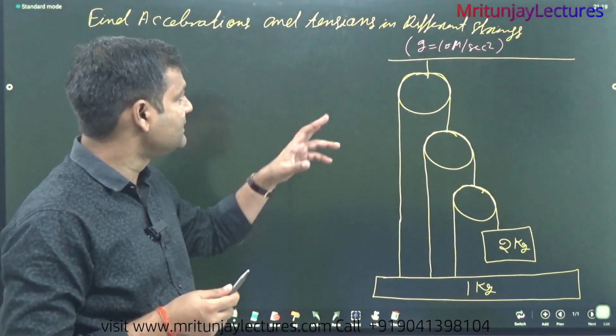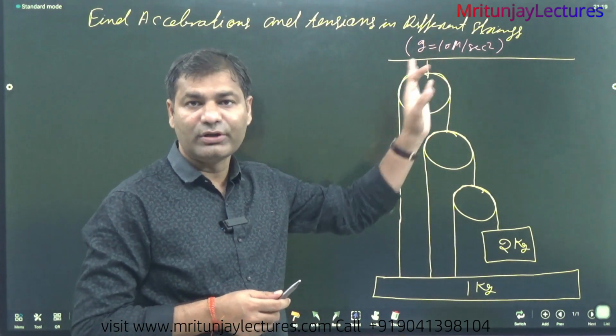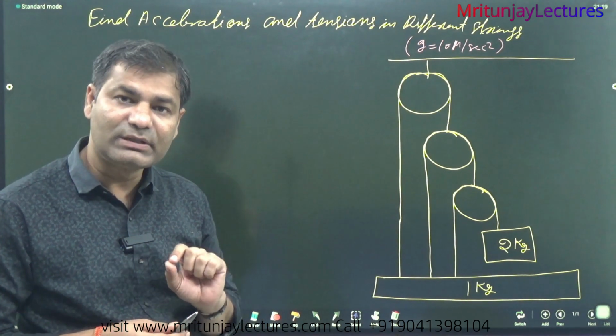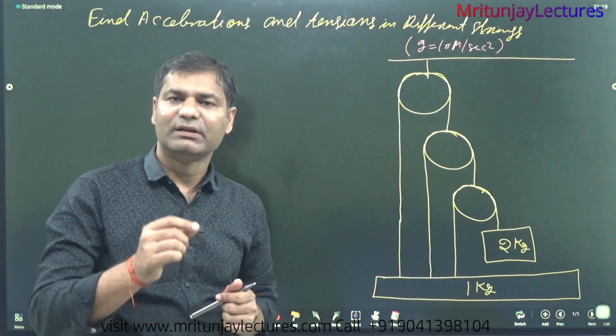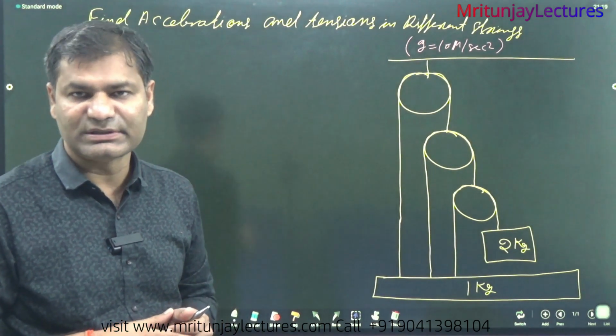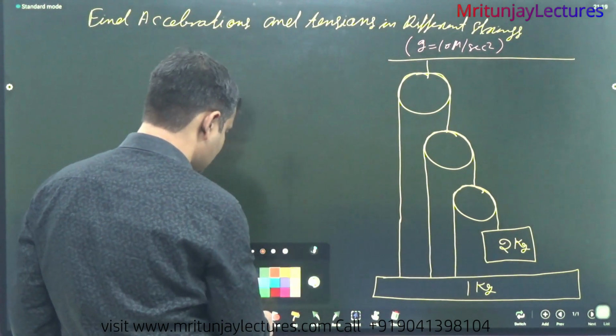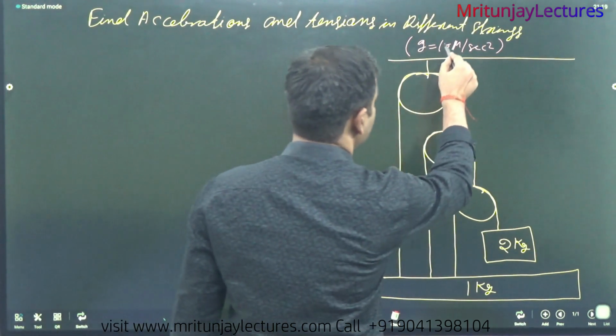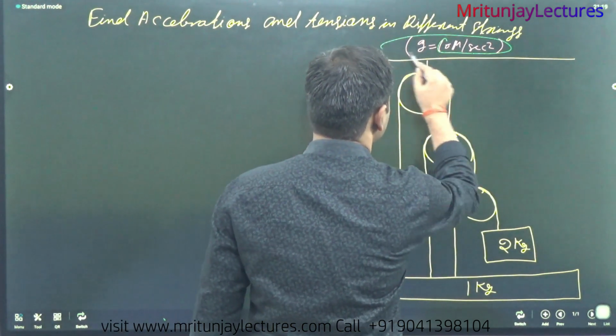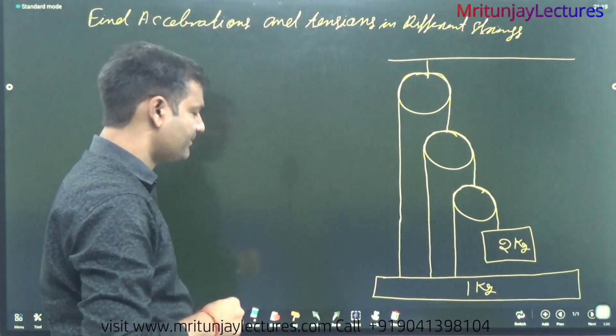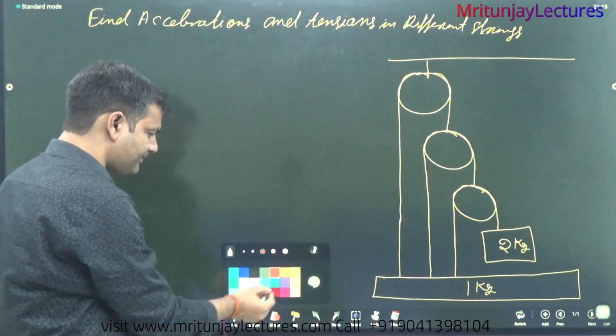If g is given, for simplicity, g will be equal to 10 meters per second squared. Otherwise, you can also take 9.8 meters per second squared. Clear or not? If you have any doubt, then you can also take 9.8. So this one, remove, for simplicity. So how can we do it?